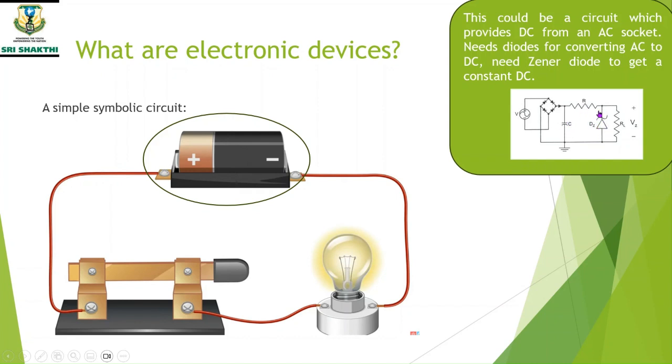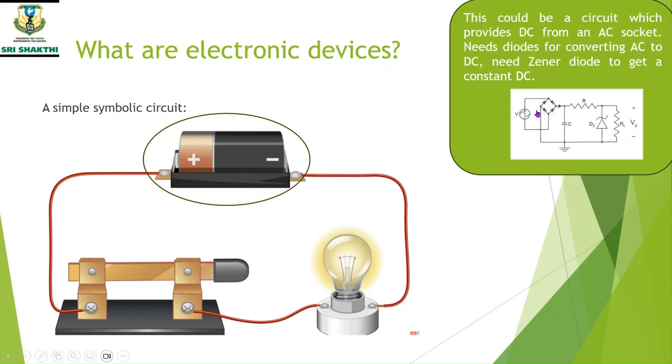Then here is something which is slightly different from this diode. This is a special diode. This is an electronic device which is called a Zener diode. The Zener diode will help us to convert the DC voltage generated by the rectifier to a perfect DC without any fluctuation.